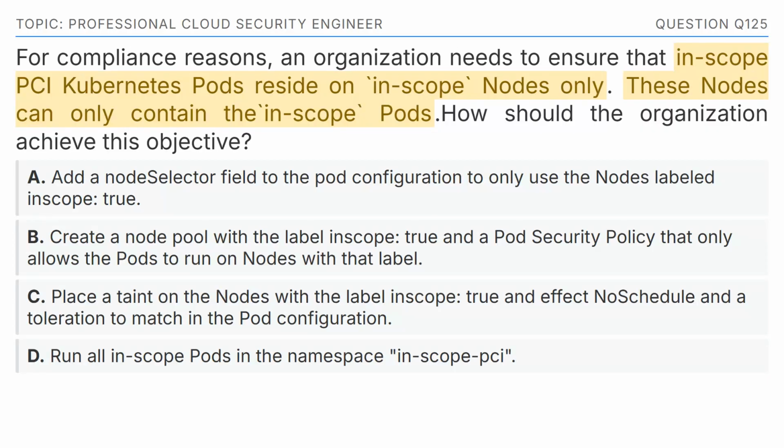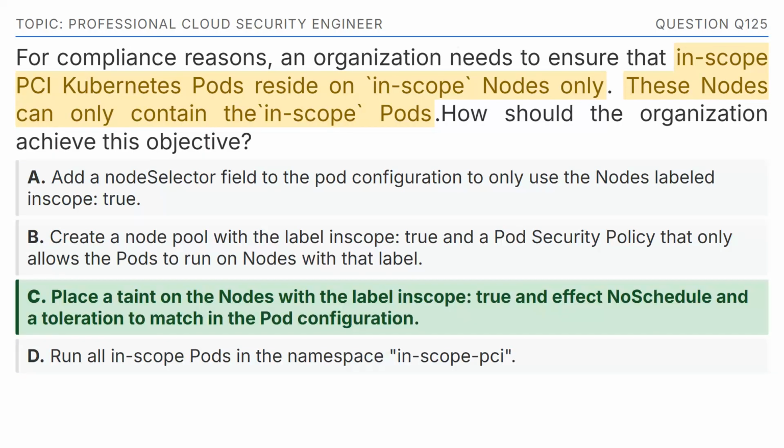To arrive at the correct answer, we focus on the keywords. In-scope PCI Kubernetes pods reside on in-scope nodes only. These nodes can only contain the in-scope pods. The correct answer is option C. Place a taint on the nodes with the label in-scope: true and effect NoSchedule, and a toleration to match in the pod configuration.